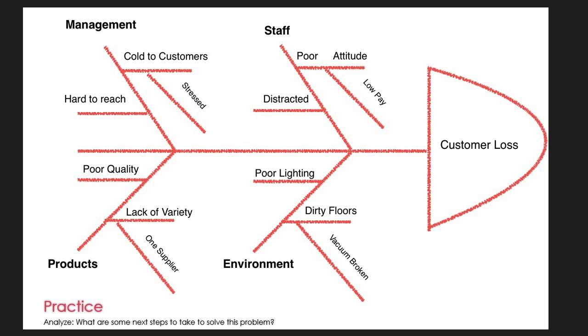And now once you have this cause and effect diagram filled in, you will want to analyze it. So what are some next steps we could take to solve this problem? So I see that in the environment category, we have dirty floors, and the why for that cause is that the vacuum is broken. So that one's easy to fix. That's an easy next step to take. We need to fix the vacuum or get a new one.